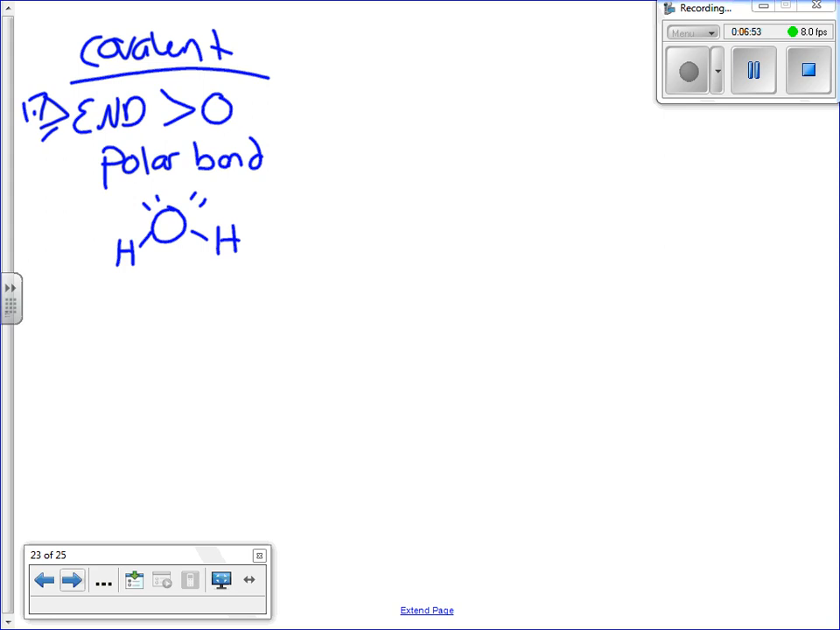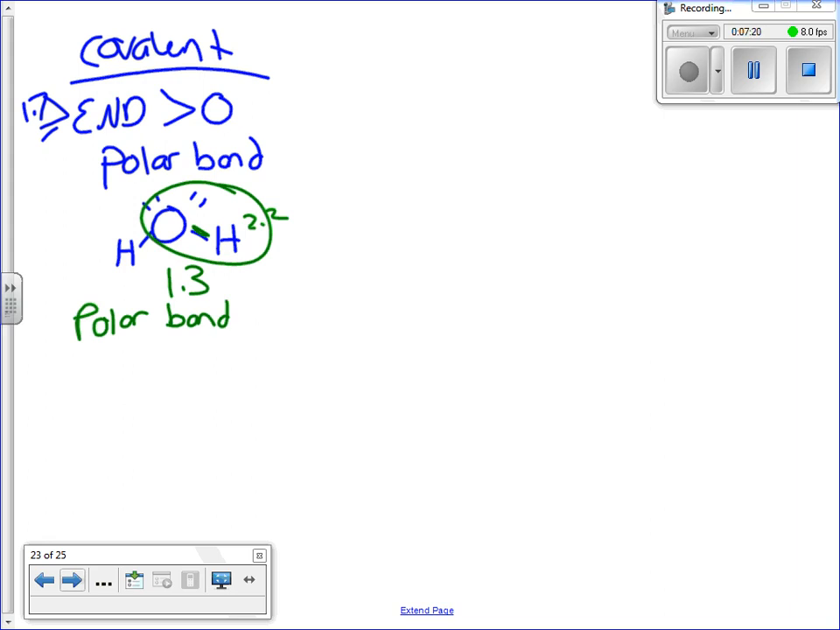When I'm talking about the bond polarity, I'm talking about this little dash here, the line, not the whole molecule, just the bond between hydrogen and oxygen, okay? Oxygen has an electronegativity of 3.5 from Table S. Hydrogen has about 2.2, okay? The difference there is about 1.3. This is a polar bond.